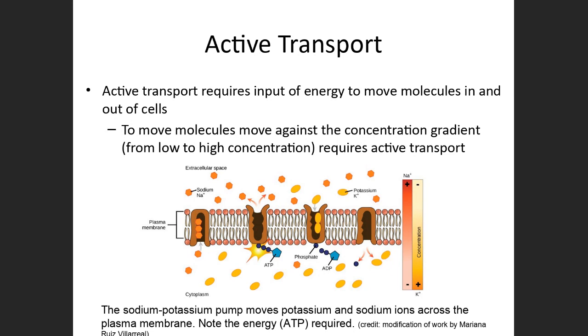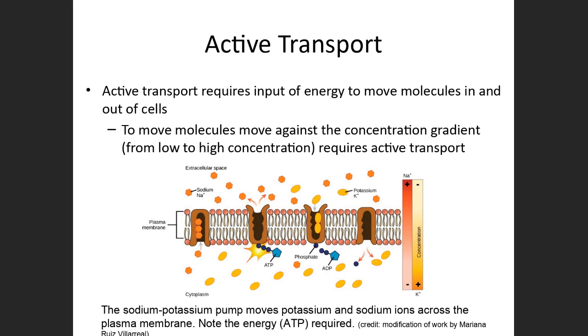So a classic example is this sodium-potassium pump that cells use to move sodium out of the cell and potassium into the cell. You guys don't need to know which is going in which direction. That's not the important part. The important part is to understand the active transport.